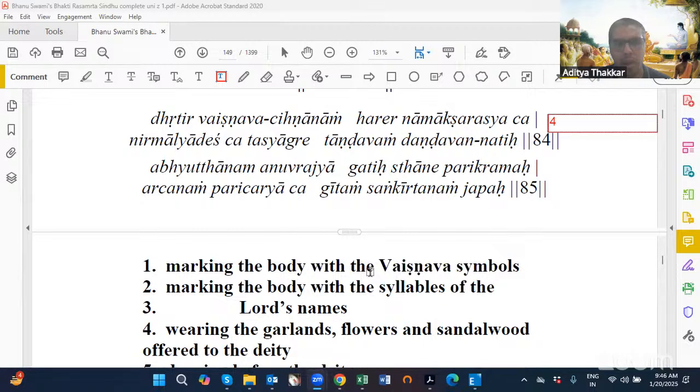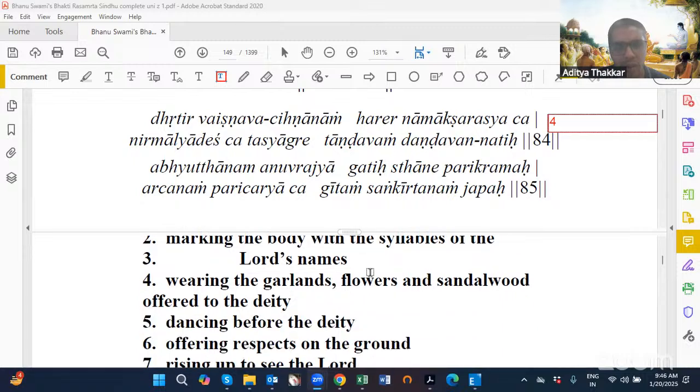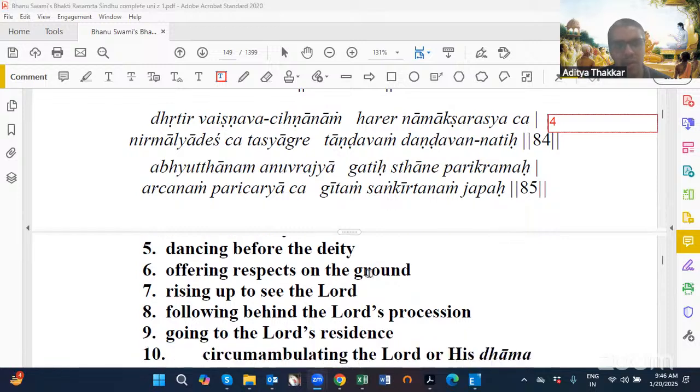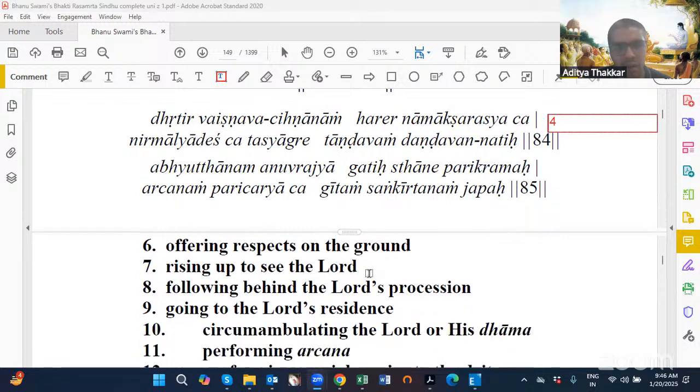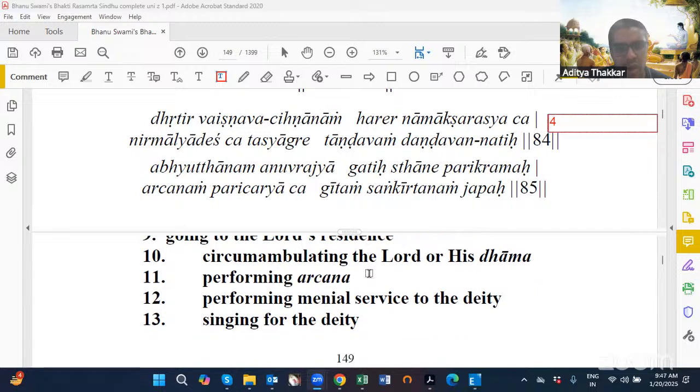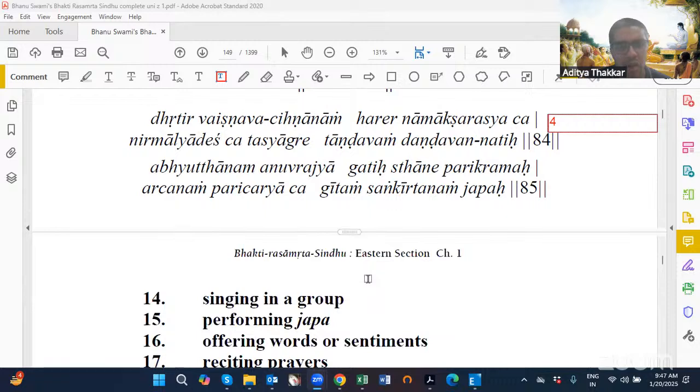Translation. 1. Marking the body with the Vaishnava symbols. 2. Marking the body with the syllables of the Lord's name. 3. Wearing the garland, flowers, and sandalwood offered to the deity. 4. Dancing before the deity. 5. Offering respects on the ground. 6. Rising up to see the Lord. 8. Following behind the Lord's procession. 9. Going to the Lord's residence. 10. Circumambulating the Lord or his dham. 11. Performing archana. 12. Performing menial service to the deity. 13. Singing for the deity. 14. Singing in a group. 15. Performing japa. Hare Krishna.